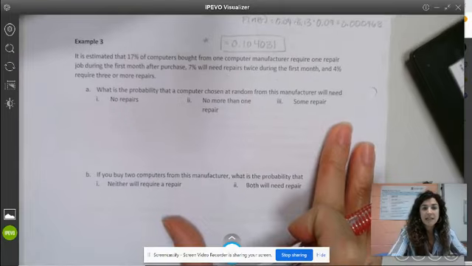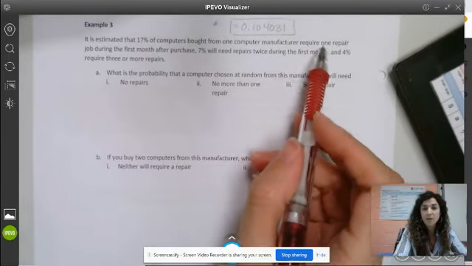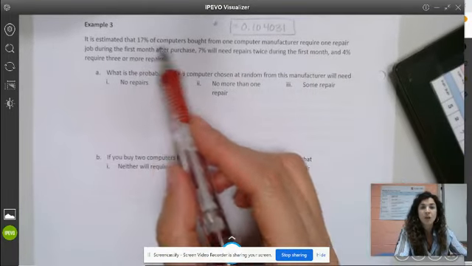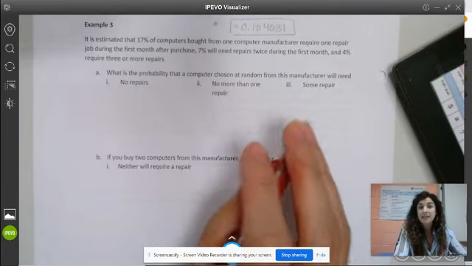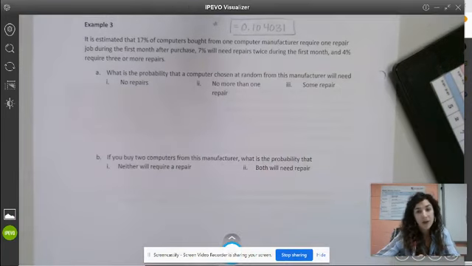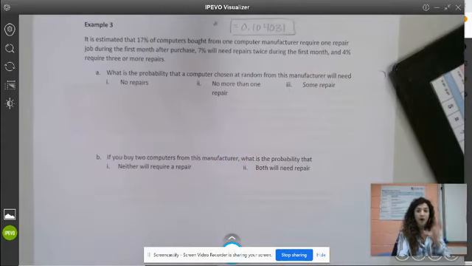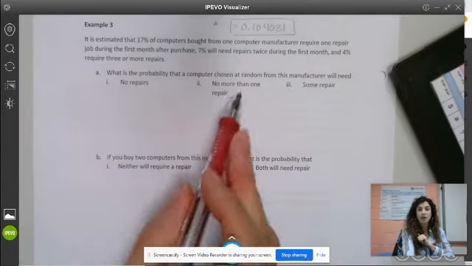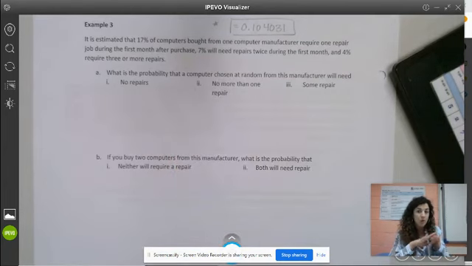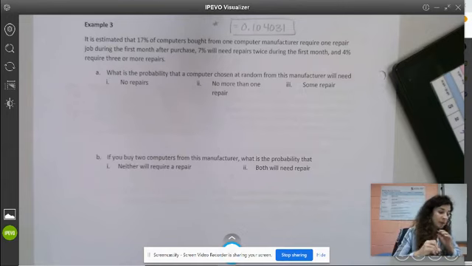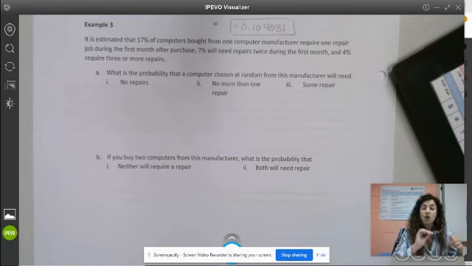All right. It is estimated that 17% of computers bought from one computer manufacturer require 1 repair job during the first month after purchase. 7% will need repairs twice during the first month, and 4% will require 3 or more repairs. Now, this is not 1 or more. This is specifically these people got 1 repair and done. These people got 2 repairs and done. So there's no overlap here. They are completely independent.